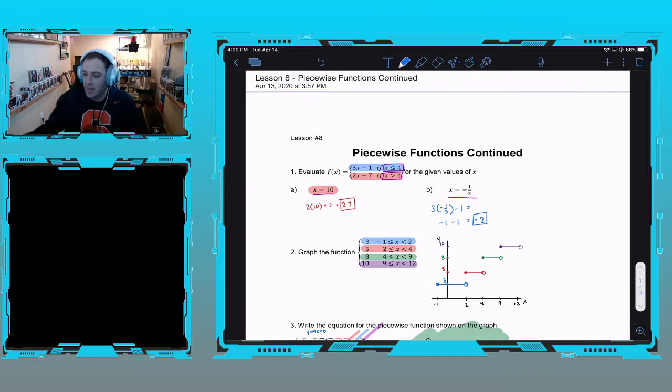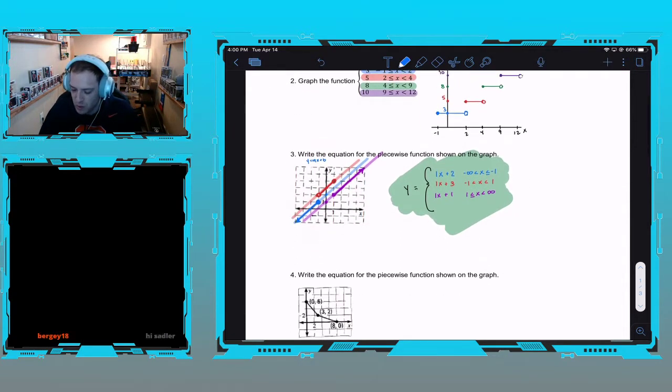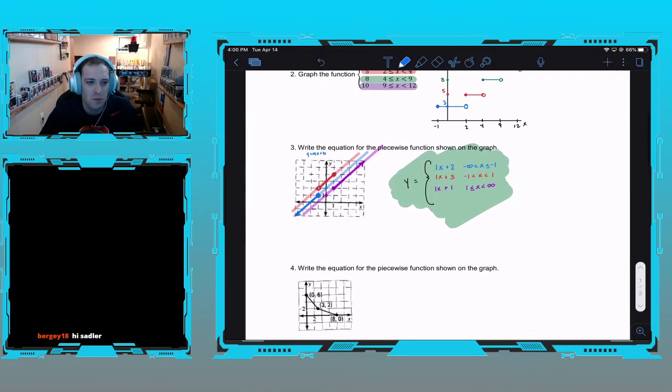Lesson number 8, we did the entire first page minus one question yesterday. We just didn't do number 4 because it was pretty much the same thing as 3.